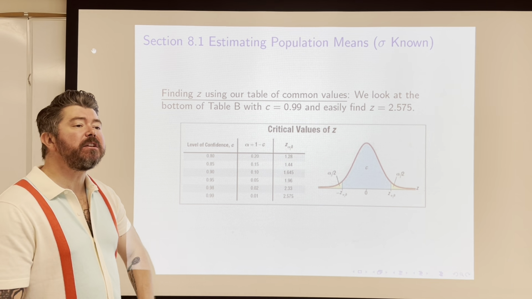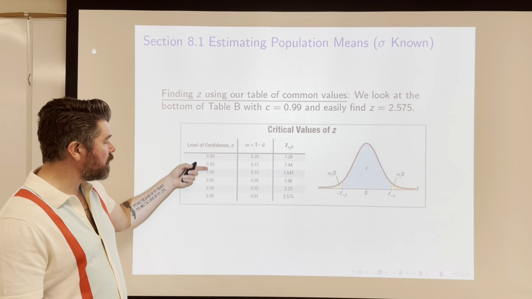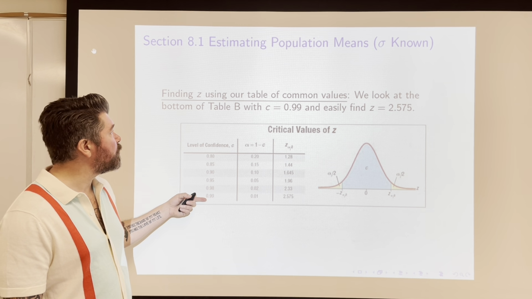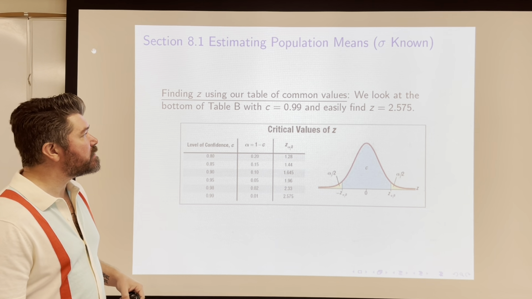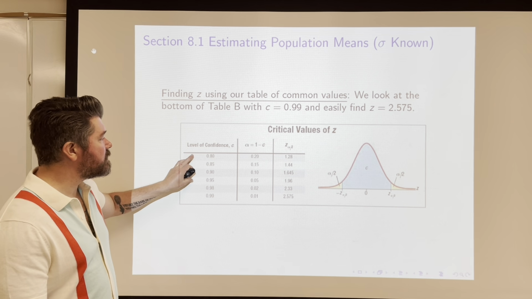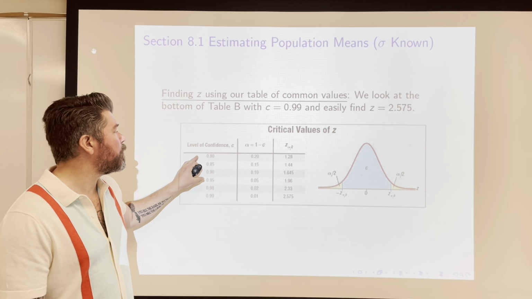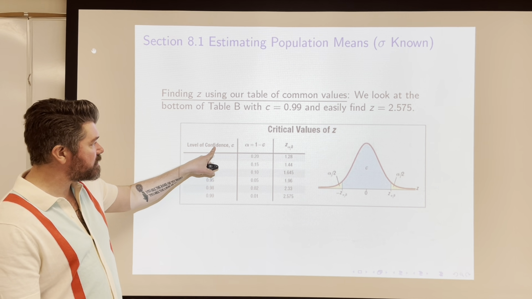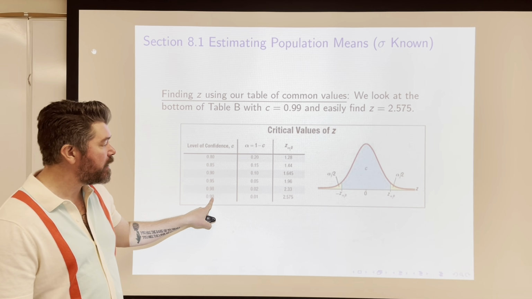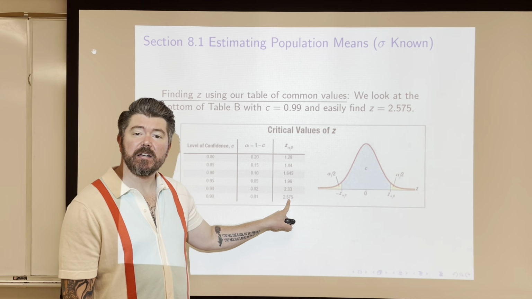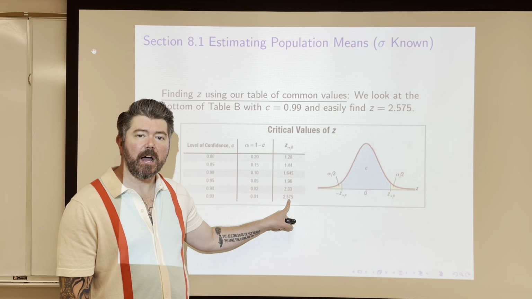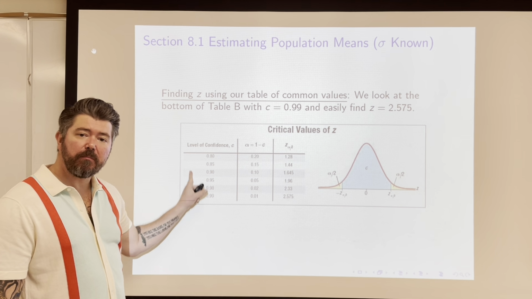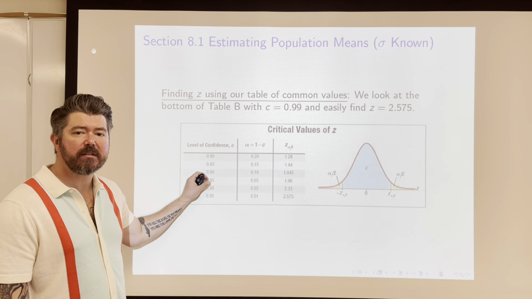Now, an easier technique, most of the time our confidence percentages are going to be listed in our table B. So finding z using our table of common values, this is the table found at the bottom of our table B. We look at the bottom of table B with c equals 0.99. Notice our level of confidence was 0.99, and we easily see that z equals 2.575. So any quiz or exam, this is going to be the case. I'm going to give you a value that's listed here.